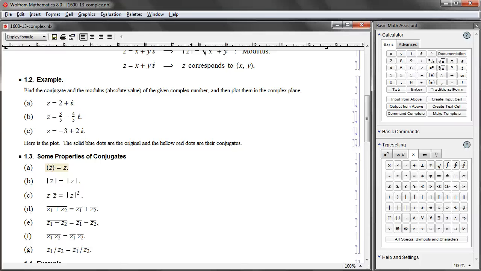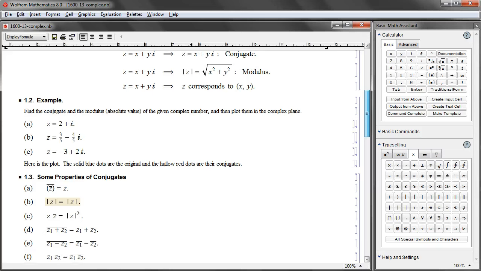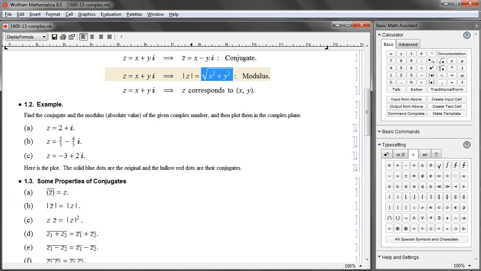That's too simple. And then the next one, the absolute value of the complex number and that of its complex conjugate is the same. Well, we're taking the square root of x squared plus y squared, and we're squaring, so whether this y squared part is either y squared or negative y squared doesn't make any difference. Consequently, the absolute value of the conjugate and the original must be the same.